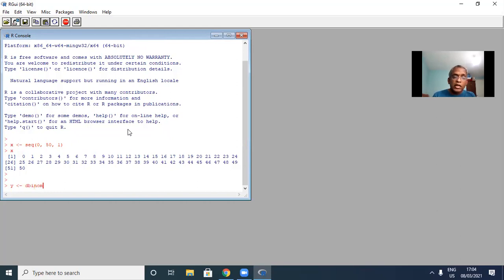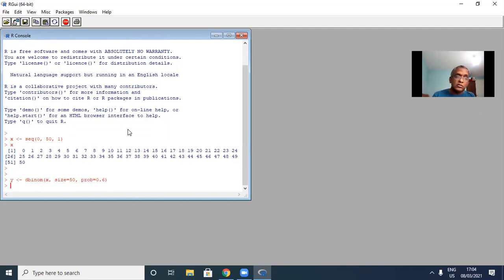First of all, I define X as a sequence from 0 to 50 in steps of 1. And I'm going to compute the density of the binomial at X. Remember, binomial has two parameters. Let me take them to be size equal to 50 and prob equal to 0.6, right?